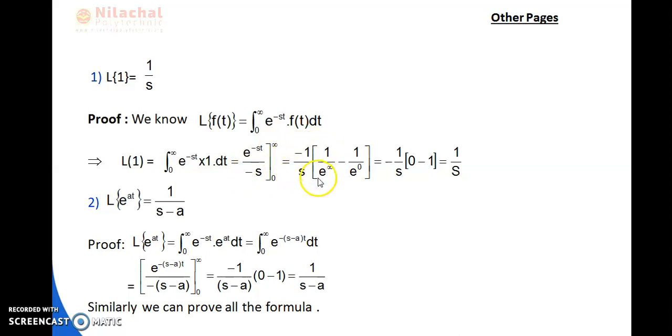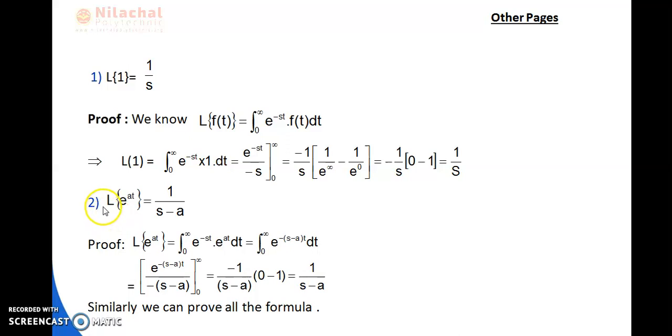Then inside the bracket we apply the upper limit, that means infinity in place of t, so it is 1 by e to the power infinity minus e to the power 0. Again 1 by e to the power infinity becomes 0, because e to the power infinity is infinity and 1 by infinity is 0. So it is written as 0 minus 1 by e to the power 0, e to the 0 is 1, 1 by 1 is 1. So 0 minus 1 is minus, into minus, that is 1 by s. Similarly you can prove Laplace of 1 equals 1 by s.